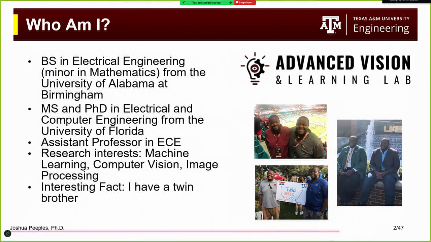A little bit about myself. I'm originally from Alabama. You might hear a little accent in my voice. I did electrical engineering for my bachelor's at the University of Alabama at Birmingham. I did my graduate work at the University of Florida, so go Gators. Now I'm an assistant professor, started about 2 years ago, fall 2022. Research interests: machine learning, computer vision, image processing. Also, a fun fact I usually like to tell people is I have a twin brother. We're big football fans. Usually we'll be at a college football game or something once a year.